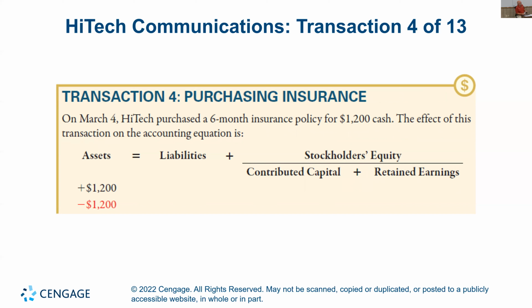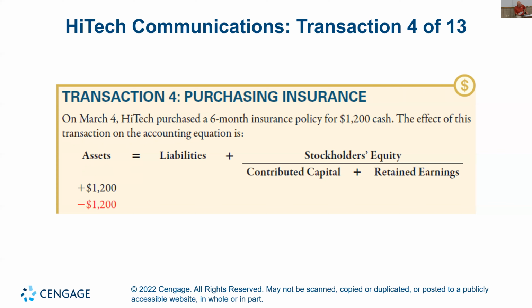All right, so now here we purchased a 6-month insurance policy for $1,200 cash. Okay, when we purchase an insurance policy, we purchase something in advance. Okay, that is normally an expense. That is going to be a prepaid expense. Okay. So in this case, we have prepaid insurance.